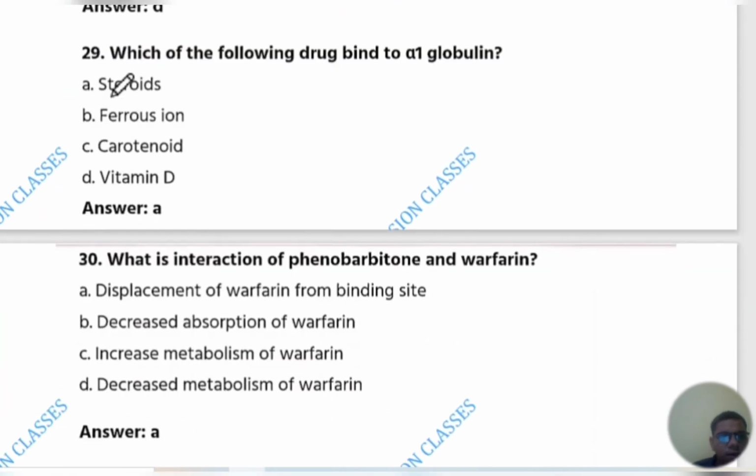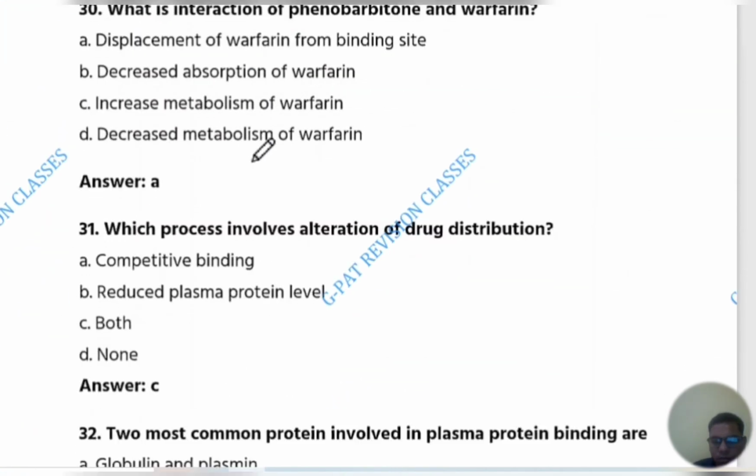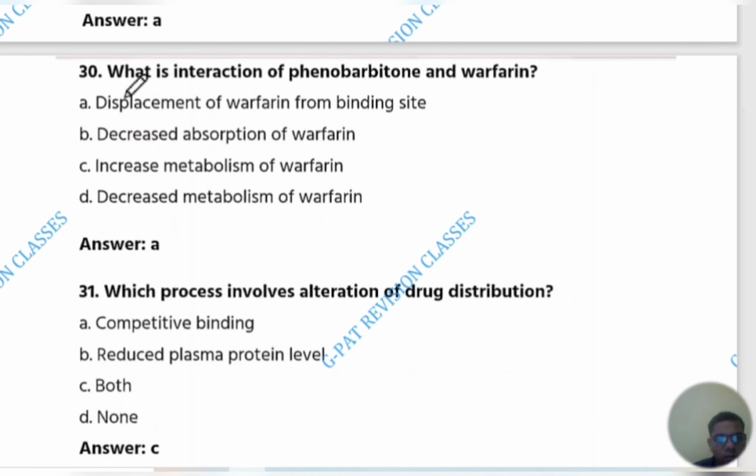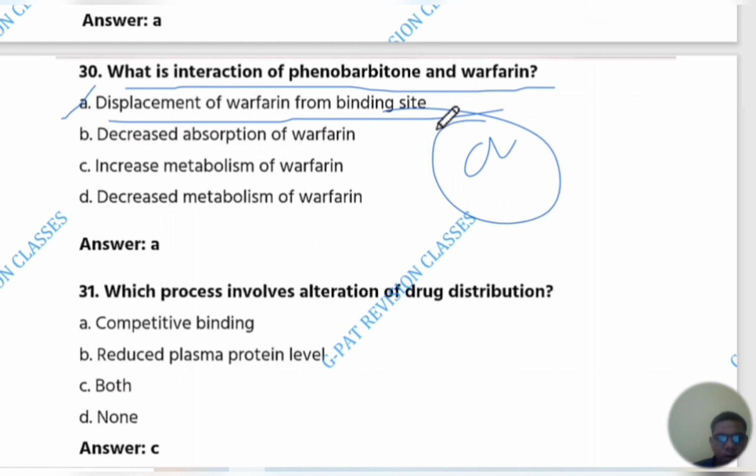The next is question number 29. Which of the following drugs bind to alpha 1 globulins? The answer is A. Steroid. Okay. The next is question number 30. What is the interaction of phenobarbital and warfarin? Displacement of the warfarin from the binding site. The answer is A.